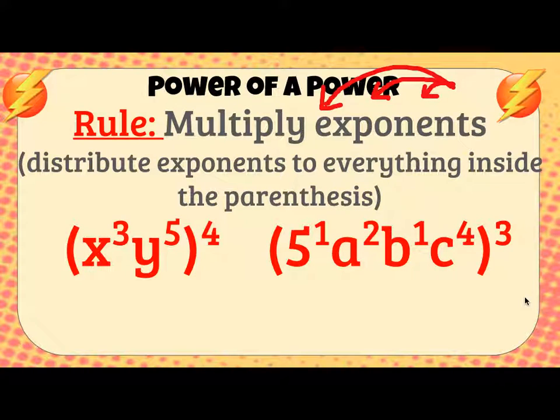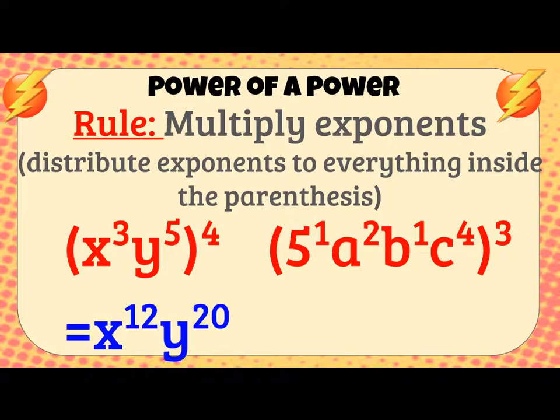So based on those two examples we had out front, x to the 3 times the 4 is going to give me x to the 12th, and that y to the 5 times the 4 would give me 20 y's. So you can kind of see that distributing piece and where that comes from.